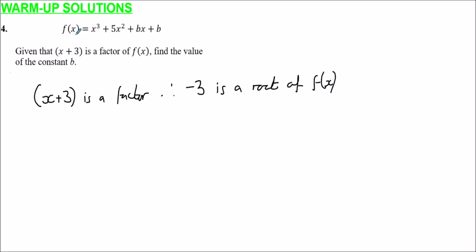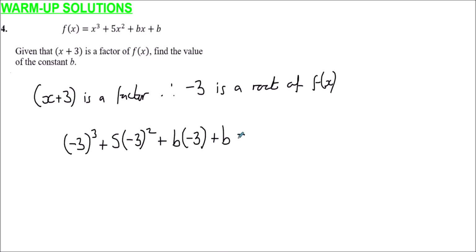So in other words, if I were to input minus 3, this here will be equal to 0. So x cubed becomes minus 3 cubed. 5x squared becomes 5 lots of negative 3 squared. Bx becomes b times negative 3, and plus b, that will equal 0. So next what we need to do is just to simplify this out.